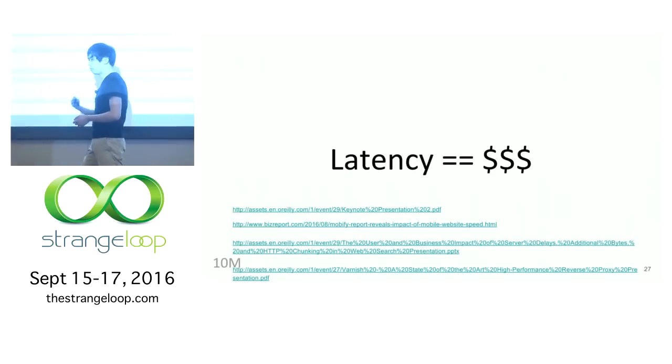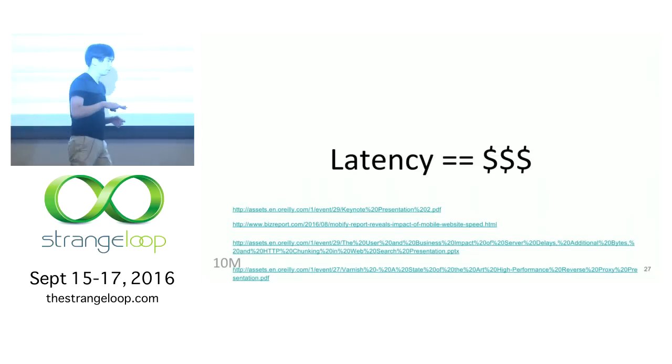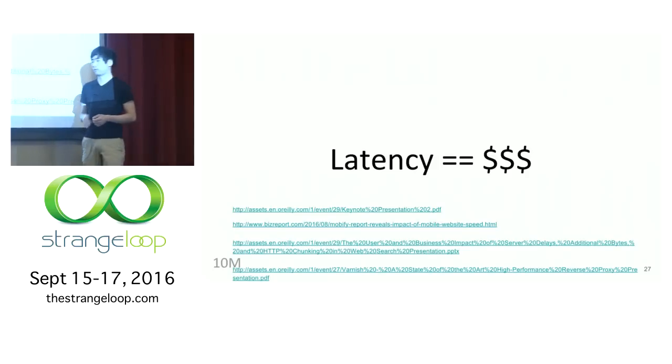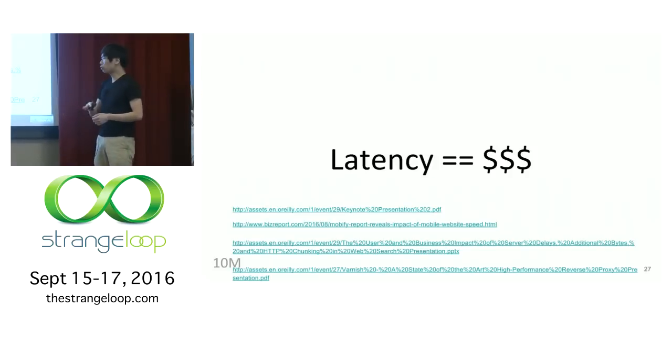Amazon found that for every 100 milliseconds of latency they add, they lose slightly more than 1% of revenue. Google at one point found if they add 500 milliseconds of latency, or half a second, they lose 20% of their users. And this is also true for smaller companies.